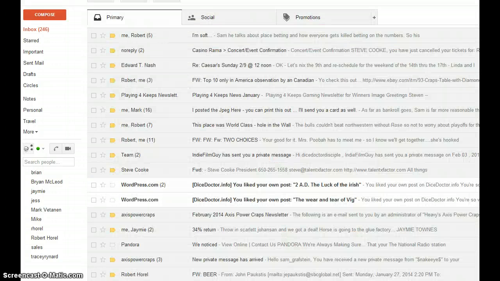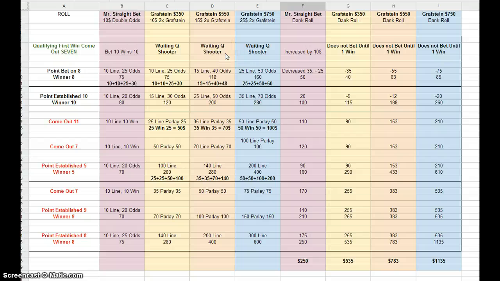And the bottom line for the spreadsheet motivation was to understand the differences on a straight better, $10 plus double odds, so either taking 20 or 25 odds on any opportunity, a Grafstein at $350, which would be a $10 pass line bet plus double odds, or a Grafstein at $15 plus double odds, or a $750, a $25 line bet plus double odds. And so the goal was to create this betting scenario where each member stuck to their guns and bet the way they always bet, to see what the end result would be in terms of how it impacted their bankroll.